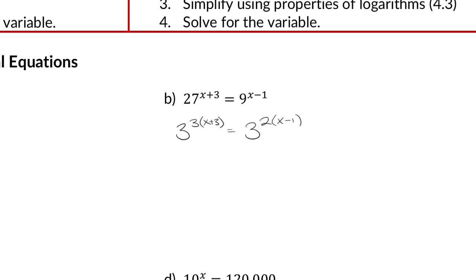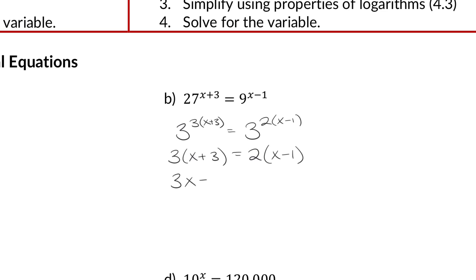Again, I'm just rewriting the bases. But whatever exponent I have to change that base with, I'm going to have to distribute into my exponent. Meaning, now that these big bases are the same, we just take the exponent, 3 times x plus 3, and set it equal to 2 times x minus 1. If the bases are the same, the exponents are the same. This is now a linear equation, and when we solve linear equations, we're going to distribute, then combine like terms, and use inverse operations.